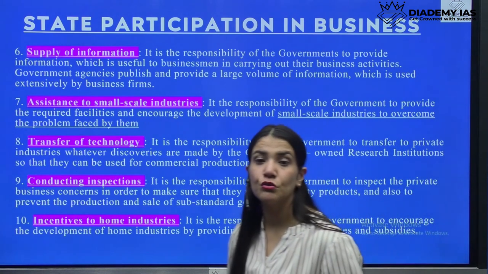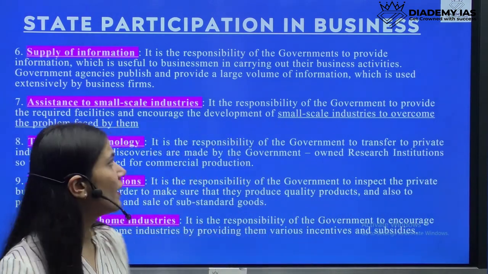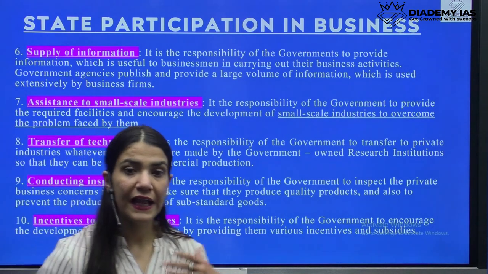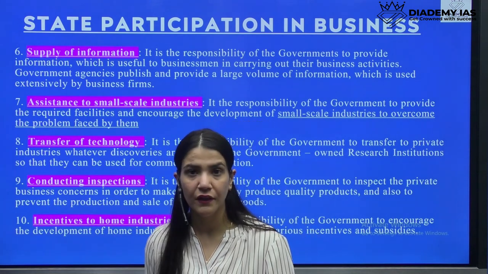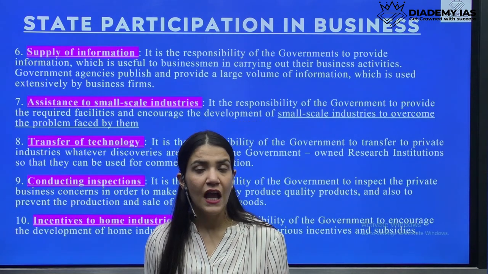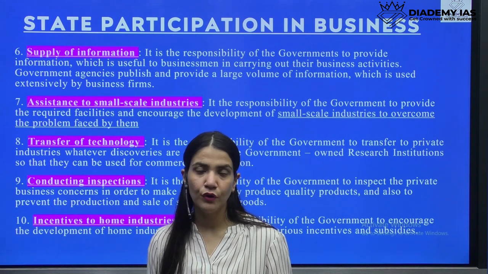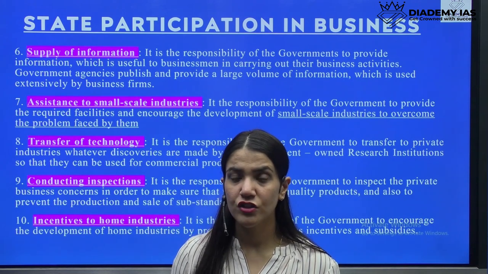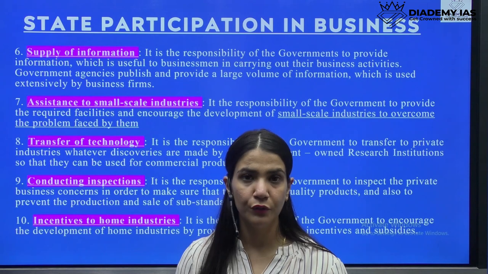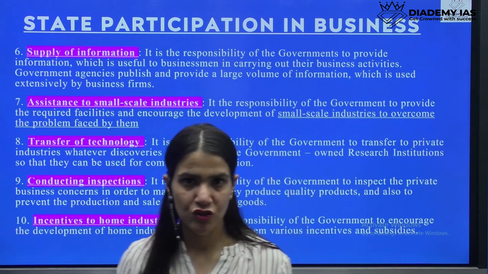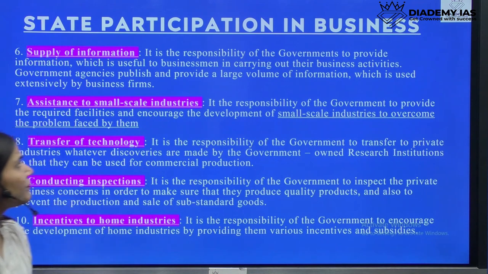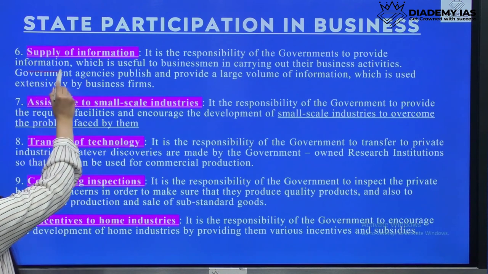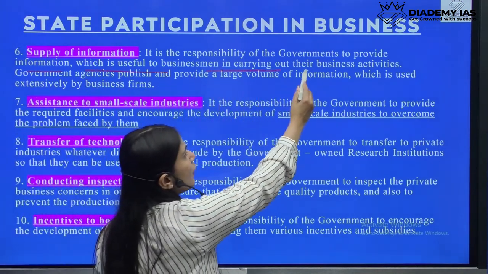The sixth major role of the state in business is supply of information. The Government of India ensures that any business organization that is coming into consideration or functioning has a good amount of data or previous records so that this business organization can utilize them and further move on to expand its wealth management schemes, right? So it is definitely a responsibility of the government to provide all the information which is useful to business in carrying out their business activity.